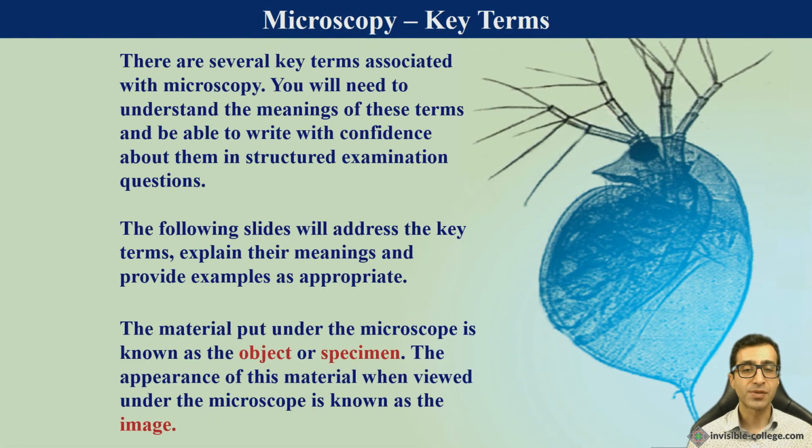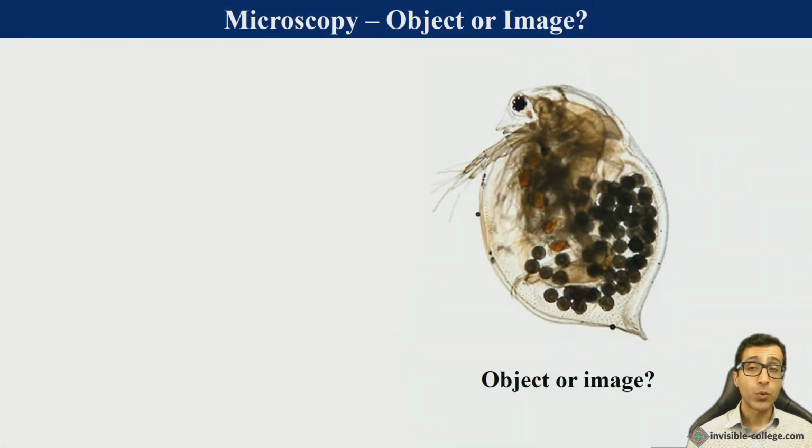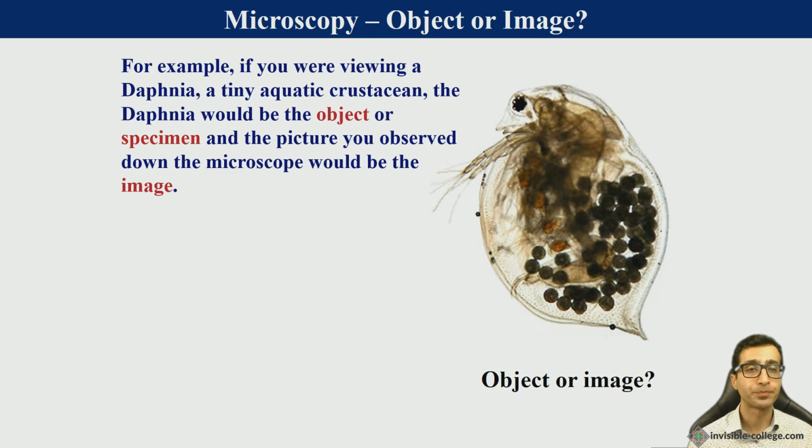So let's look at some key terms here. We first need to be aware of the distinction between the term object or specimen and the term image. The object or specimen is the actual material object that you are viewing under the microscope, whereas the image is the appearance of that object as viewed under that imaging device. For example, if you're viewing a Daphnia, a tiny aquatic crustacean, under a microscope, the Daphnia would be the object or the specimen, and the picture that you observe down the microscope would be the image of that specimen.